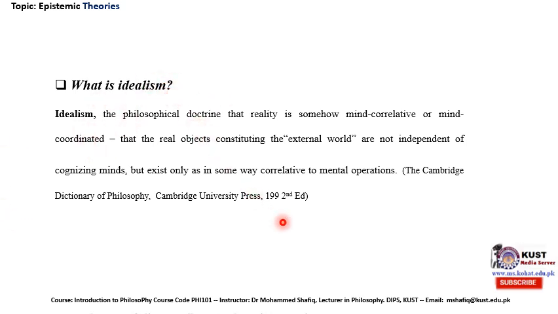What is idealism? According to the Cambridge Dictionary of Philosophy, idealism is a philosophical doctrine that reality is somehow mind correlative or mind coordinated, that the real objects constituting the external world are not independent of cognizing minds, but exist only as in some way correlative to mental operations. So, from this definition, the central theme is that the external world we know is actually totally mind dependent. It is not independent of the perceiver, it is not independent of the mind. So, all we know about the external world, according to idealism, is actually mind dependent. So, for idealism, ideas are the primary source of knowledge, and for them, what is ideal, it is real as well.